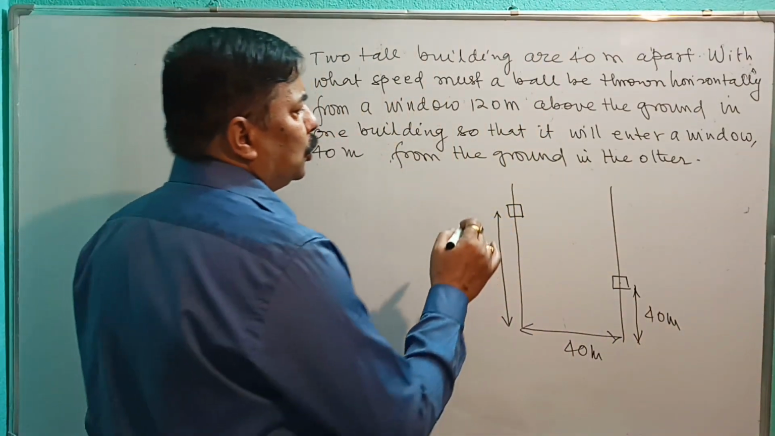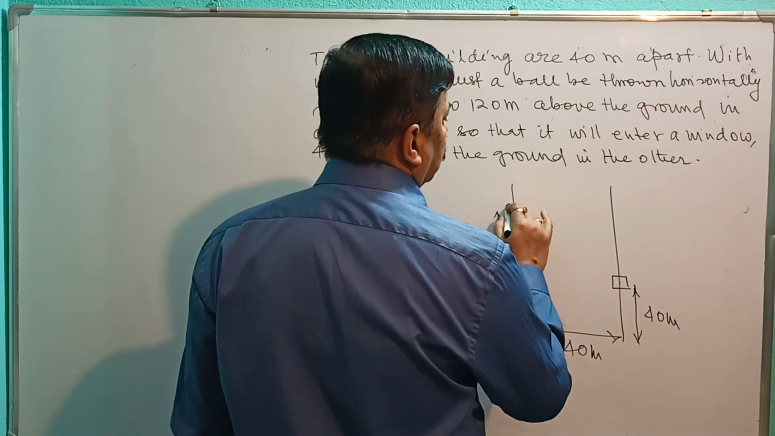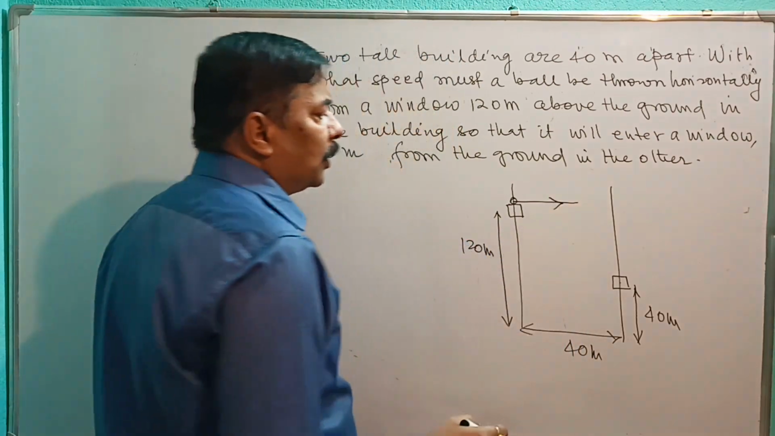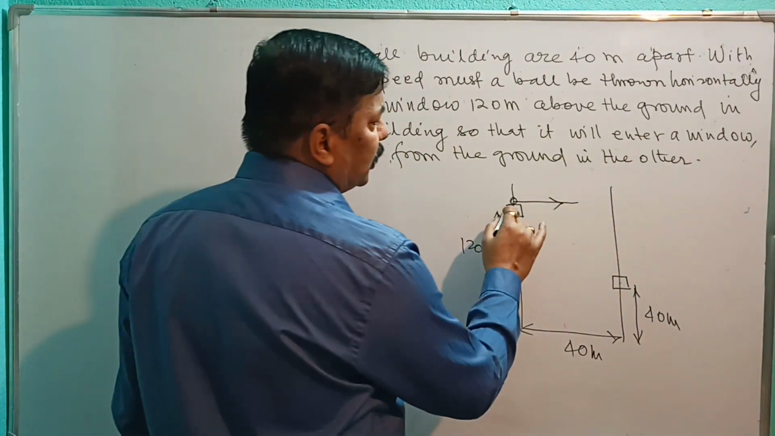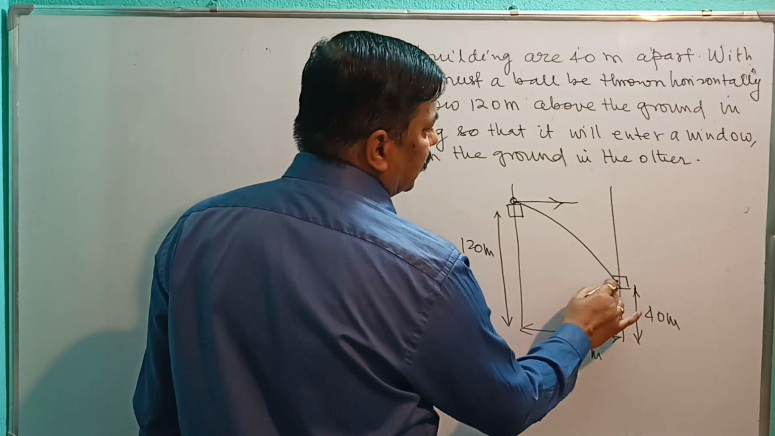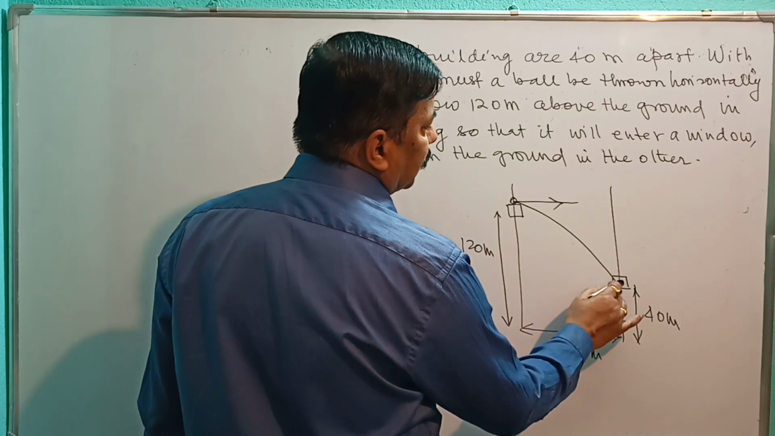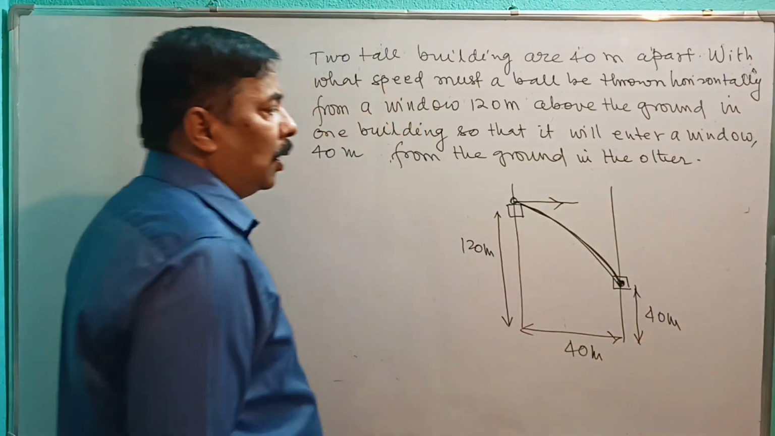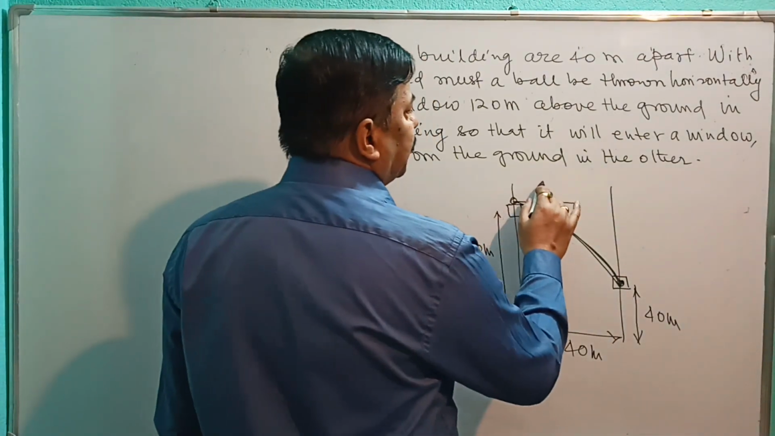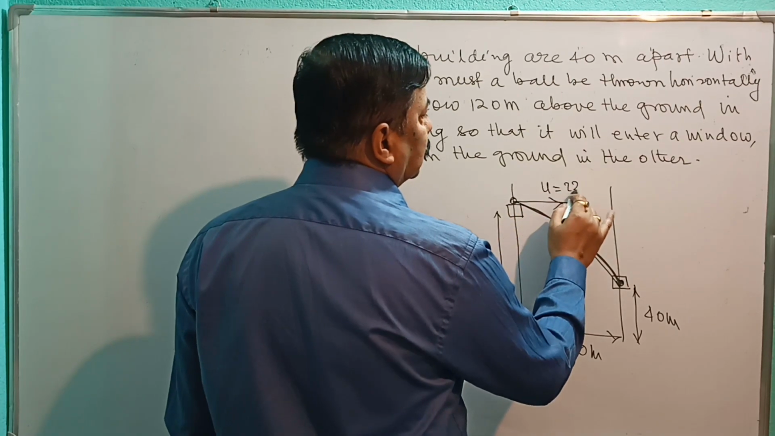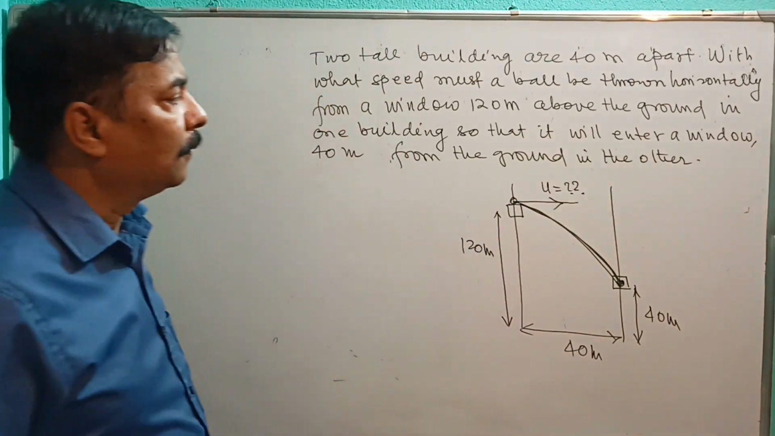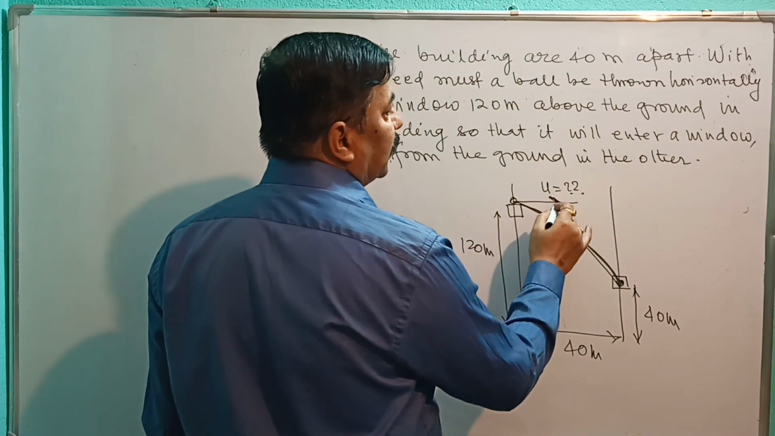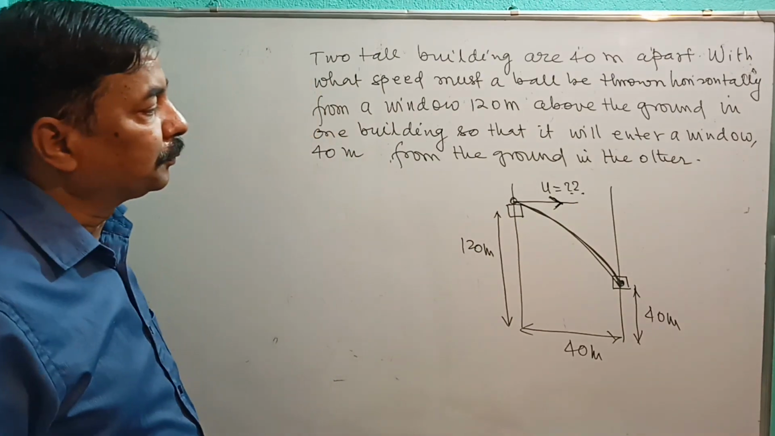Now you have to throw the ball. Here is the ball. From this window you are throwing the ball so that this ball passes this window. So what is this speed u, so that it passes the window? This horizontal speed you are giving, horizontal, vertical is not there.